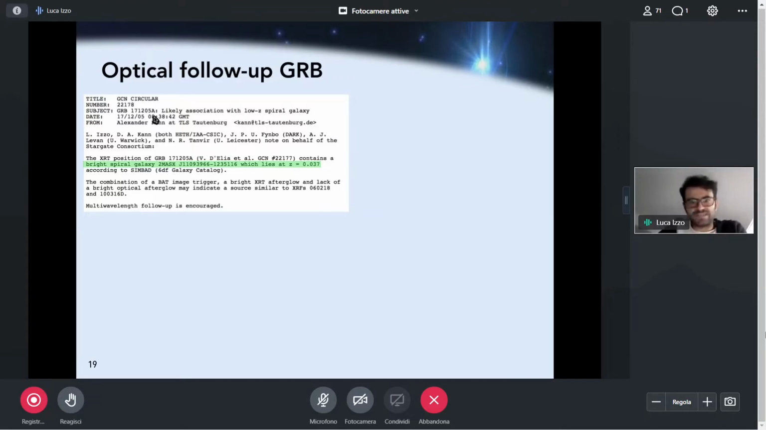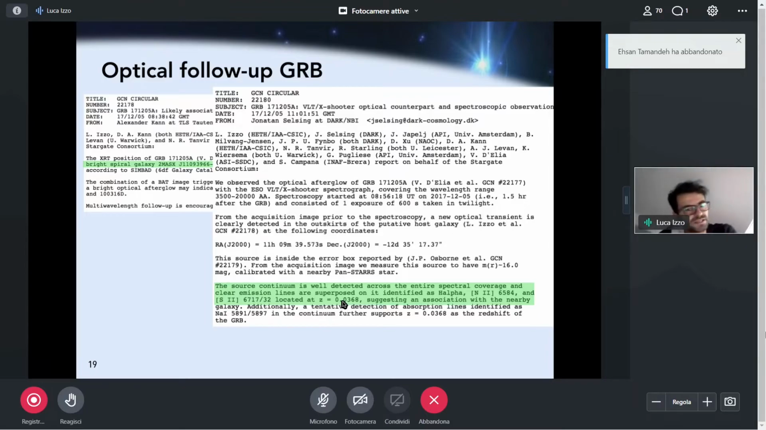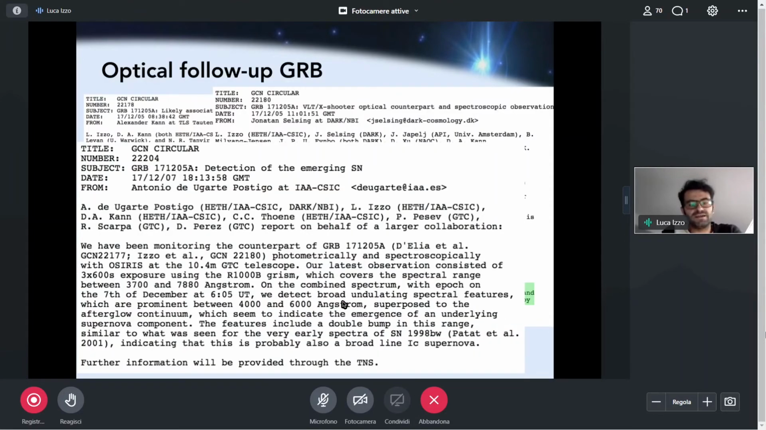So, immediately after the GRB detection, I personally triggered the VLT telescope, and we got the confirmation of the redshift of this gamma ray burst, which was very close, at about 150 megaparsec. But the most important thing is that we continued to follow up this GRB because it was very bright, and 2 days after the detection by Swift, we reported in the spectrum some broad undulating spectral features that resemble the emerging of a supernova emission.